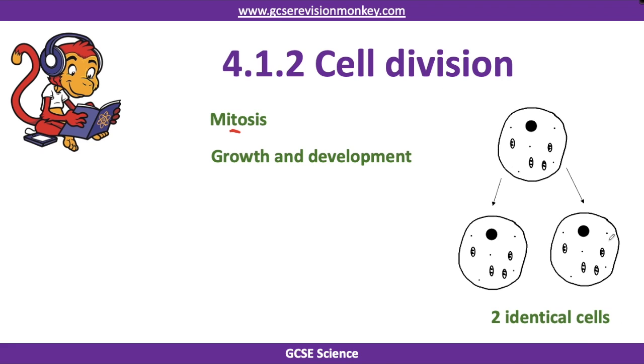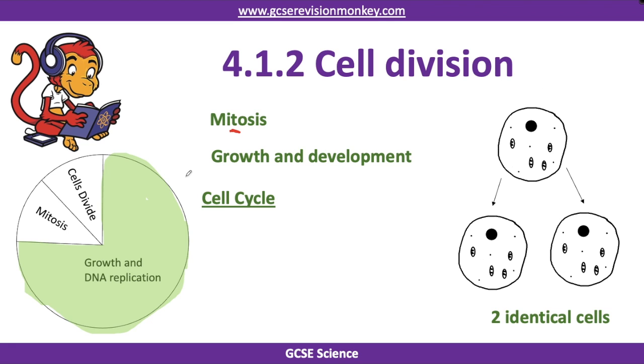And for this process, the cell goes through a process called the cell cycle, which is depicted here. It has 3 stages. The first is growth and DNA replication. Next, it's mitosis. And then finally, the cell divides.